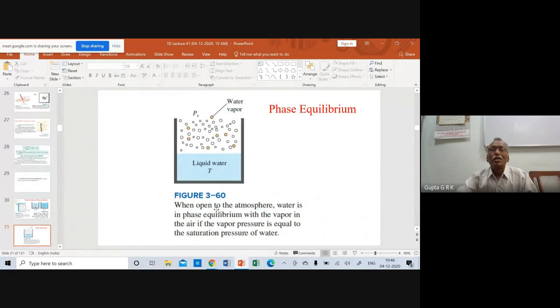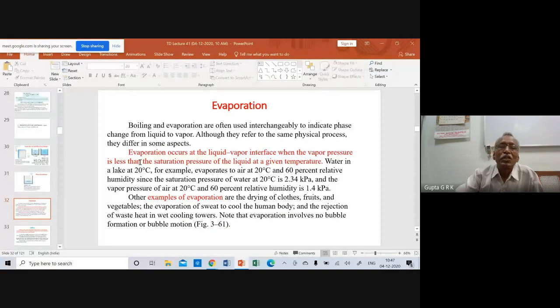Here, when open to the atmosphere, water is in phase equilibrium with the saturation pressure of the water. If the saturation pressure of this water and the vapor pressure in the air are the same, then it is in equilibrium. But when the vapor pressure is less, then evaporation takes place. Okay, so evaporation occurs at the liquid-vapor interface when the vapor pressure is less than the saturation pressure of the liquid at a given temperature.